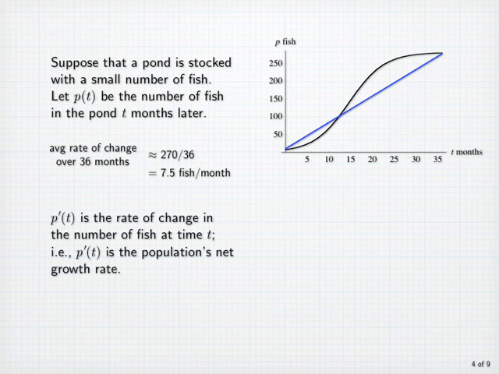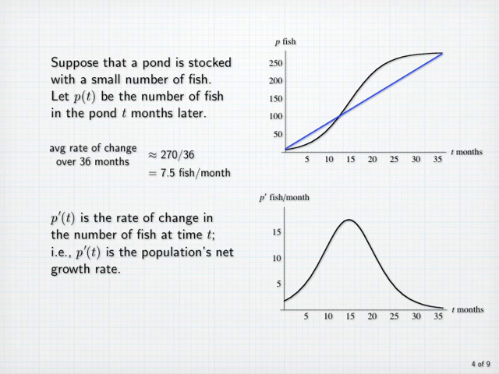The derivative P prime of t is the rate of change in the number of fish at time t. That is, P prime of t is the population's net growth rate at time t. Here's the graph of P prime that corresponds to the function P graphed above.